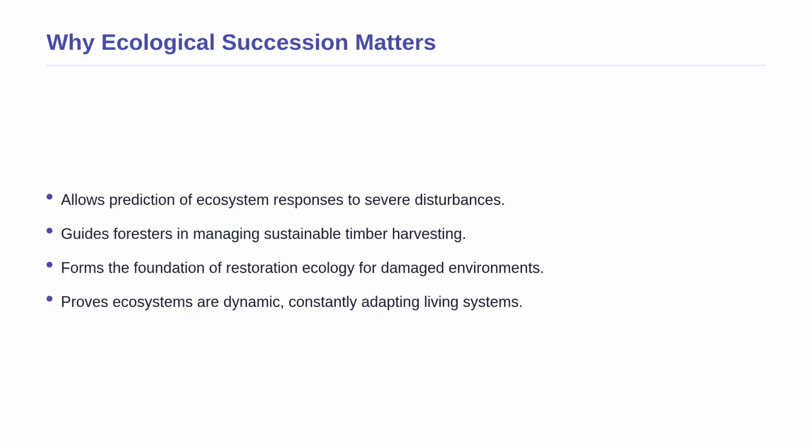Before we dive into the mathematics of how this works, let us understand why ecological succession matters in the real world. Understanding this concept is absolutely critical because it allows us to predict how ecosystems will respond to severe disturbances. Foresters and conservationists rely on this knowledge to manage timber harvesting, ensuring forests can regenerate properly after trees are cut down. Furthermore, it is the foundational concept behind restoration ecology.